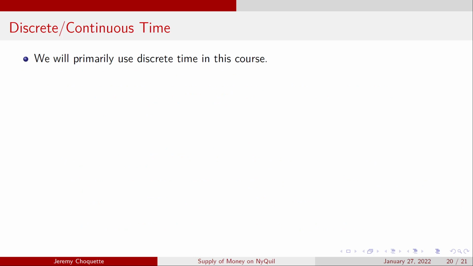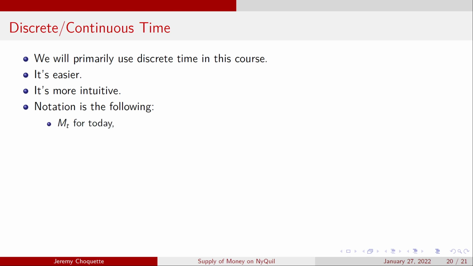Now, as I have said, ad nauseam at this point, we primarily use discrete time in this class because it's going to be easier for us almost across the board. And in this application, it's going to be more intuitive in the long run. And the notation, as I have said, is the following. M sub t for today, m sub t plus 1 for tomorrow, m sub t plus 2 for, say, 2 days in the future, etc.